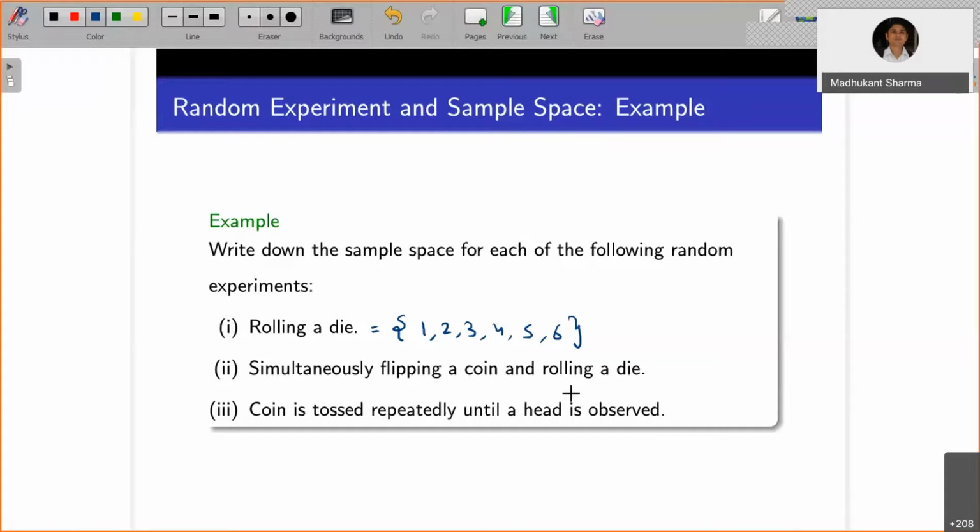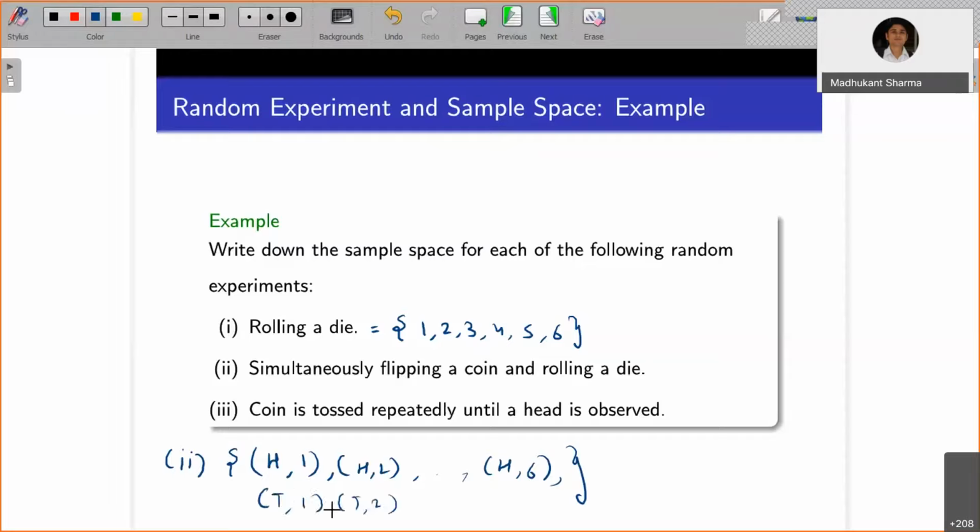Simultaneously flipping a coin and rolling a die. That's the second case I'm talking about. So first comes head, then head with 1, head with 2, and so on, head with 6. These are the pairs along with head, and along with tail there are the pairs T1, T2, and so on, T6. So how many possible outcomes are there in total? 12. Simultaneously flipping a coin and then rolling a dice. I'm not talking about rolling a dice or flipping a coin; the order matters here.